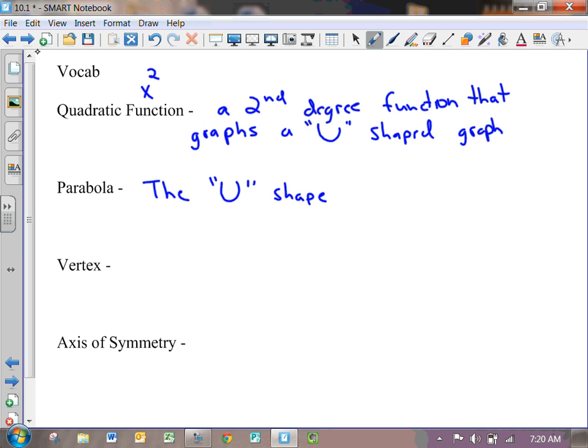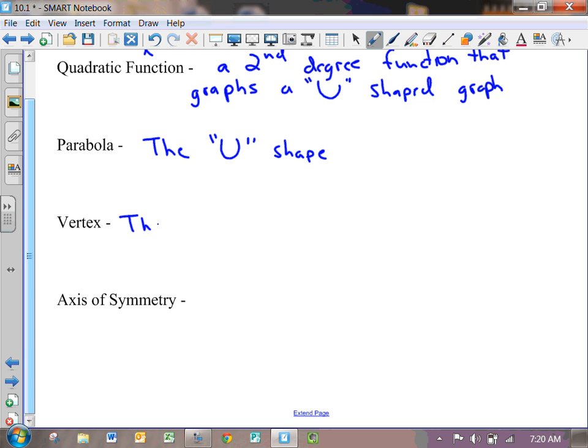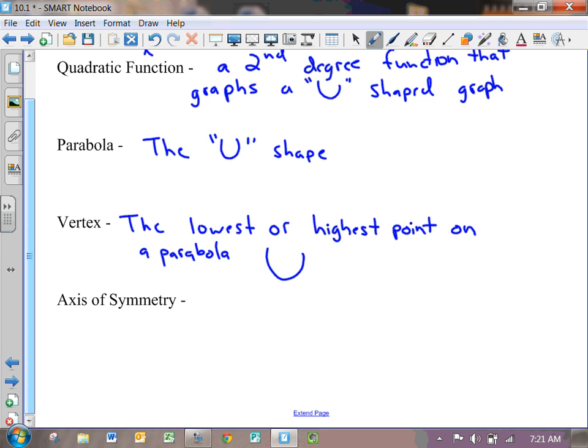Vertex. The lowest or highest point on a parabola. So if the U is going up, or if it's opening up, then your vertex is at the bottom. So that's your lowest point. If the U is going down like that, it's your highest point. Either way, that's the vertex.